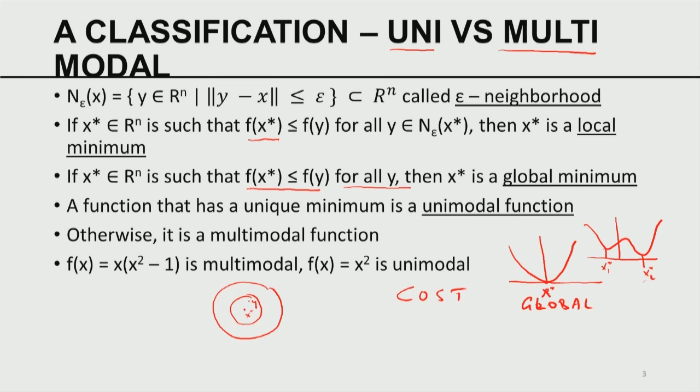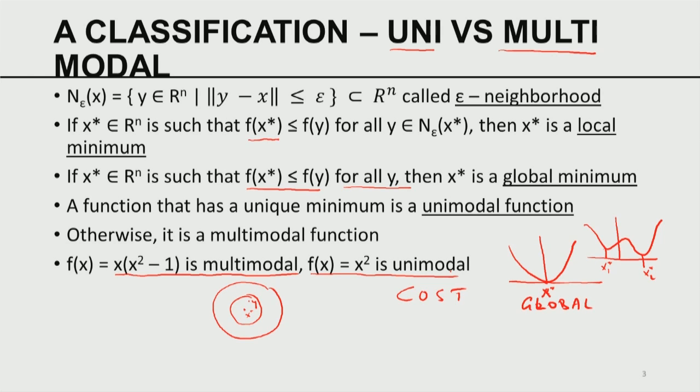Here, this point x2 is a global minimum. X1 is also a minimum. X1 is a local minimum. X2 is a global minimum. There are multiple minima. Unique minimum, multiple minimum. A function that has a unique minimum is called a unimodal function. Otherwise it is called a multimodal function. The function x times x square minus 1 is multimodal. The function x square is unimodal.